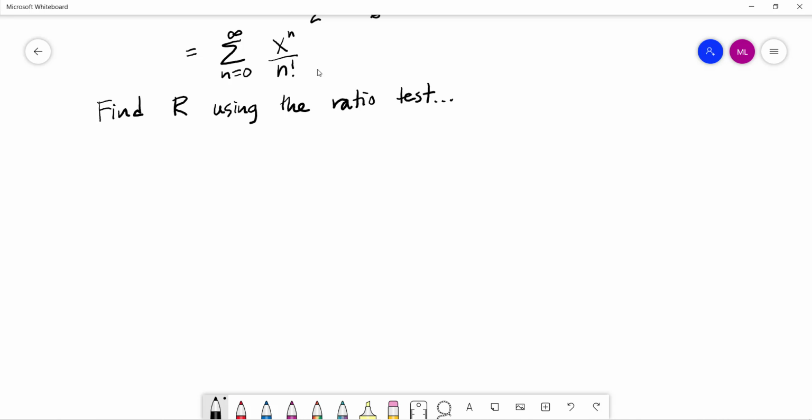And so the ratio test says, again, just to remind you, we want to take the limit as n goes to infinity of the absolute value of a_(n+1) over a_n, and see if this gives us some number L that is less than 1. So basically, when do we get this to be less than 1? Whenever it's less than 1, then it converges.